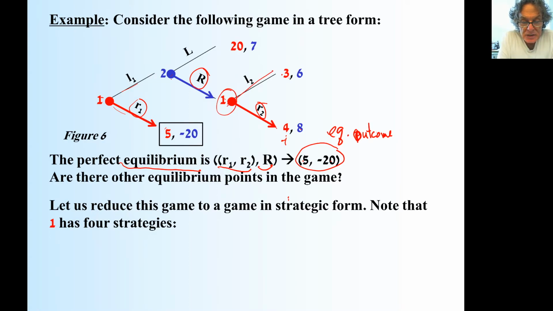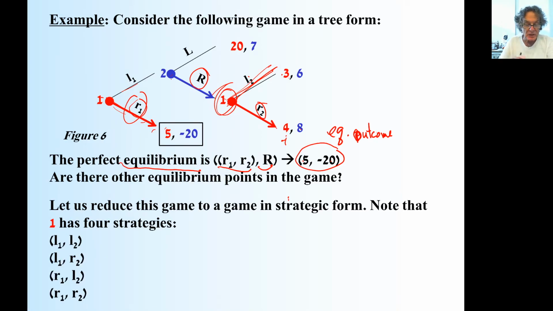So one strategy is left on both. The other strategy is right on the first one and left on the other one, which is quite crazy, because if I go right, I'm not going to do anything here. The game is over. But still, for the full description, I can reduce the game and just say what happens if I go just right here or left with these two. We'll talk about it in a second. And 2 has 2 strategies, going left or going right. So let's look at it. These are the 4 strategies.